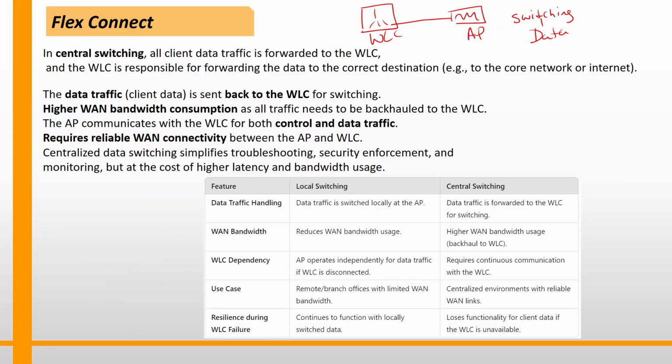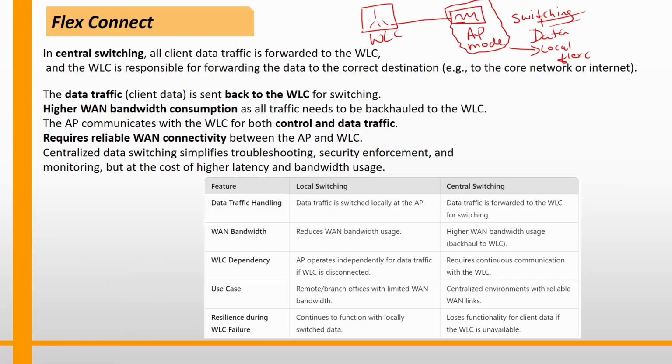So the AP modes is what we are talking about. How an access point can be configured: as local mode, which is the default, where both the data traffic and the control traffic go to the WLC, whereas if we make this access point a FlexConnect mode, then it will work in local switching or central switching mode. Okay, I hope you got that concept.